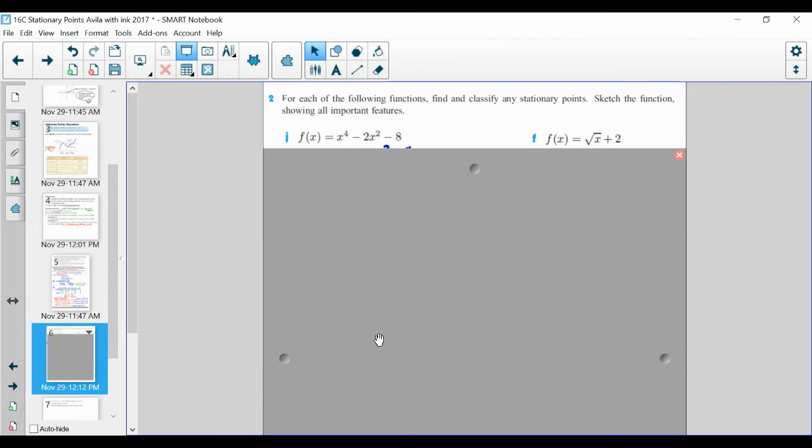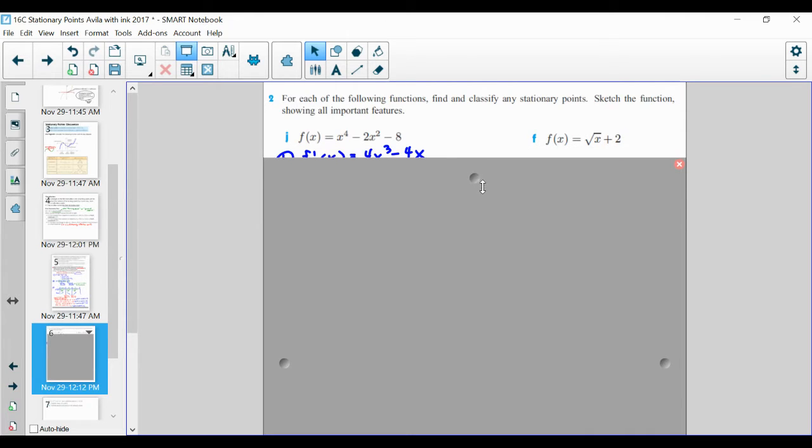Hello everybody, and we're going to continue section 16C on stationary points, and we're going to use what we've learned so far to start drawing a rough sketch of a function. So for this function below, we're only going to do the example on the left. We're going to find and classify the stationary points and sketch the function as much as we can.